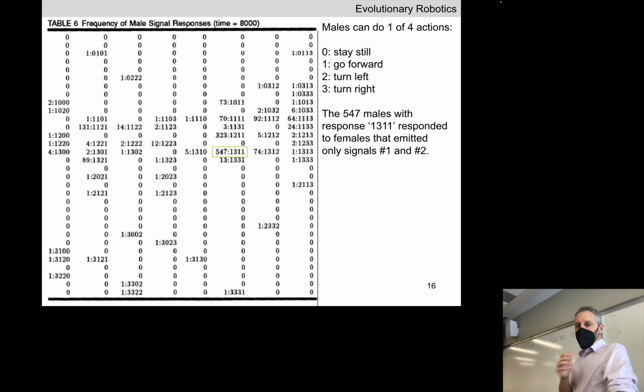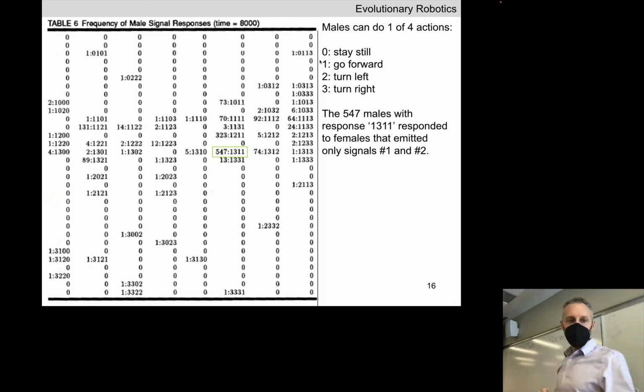Okay. We're going to look at one last experiment in this series. In this case, the males are still able to do the same thing: stay still, go forward, turn left, turn right. We're going to assign each of these four behaviors the digits 0, 1, 2, or 3.